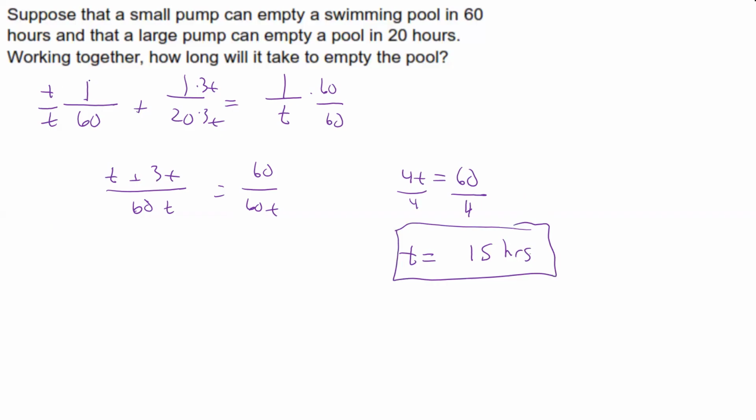And again, you have to remember it's going to be 1 over the time for one plus 1 over the time for the other, since they're working together. And that's going to be equal to 1 over the total time when they work together. All right, let's stop there and come back for some more.